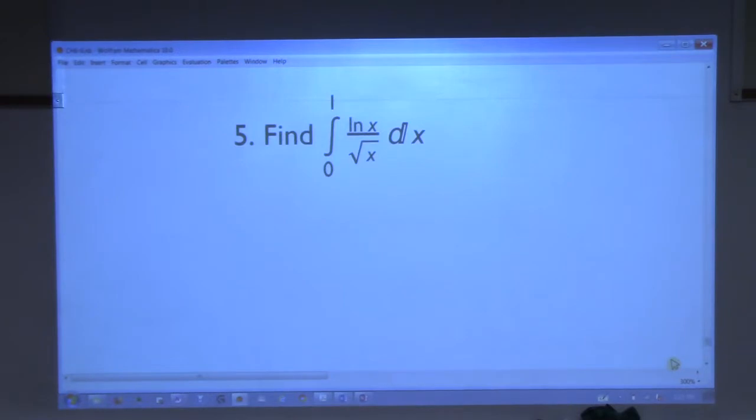Integration by parts. I'm not sure yet. I haven't done it. Integration by parts sounds right. Integration by parts. What do you got? -4? Anyone else get -4?